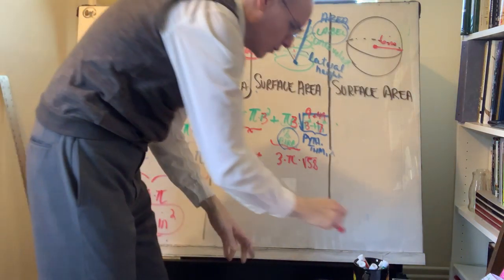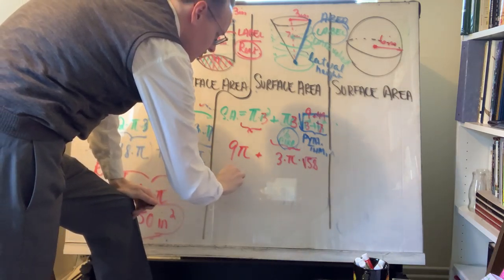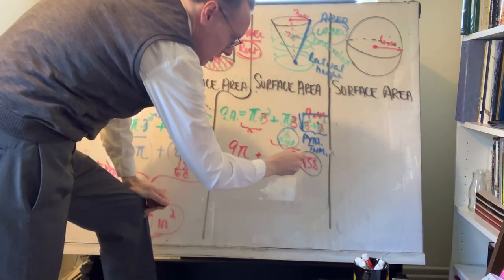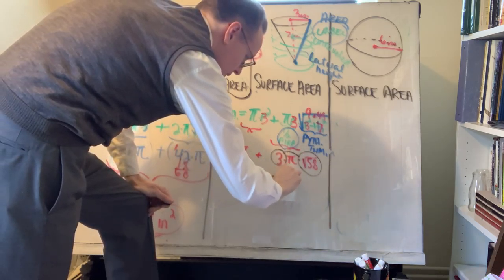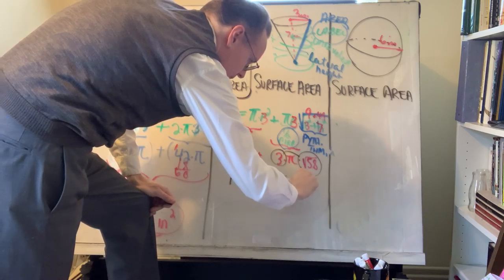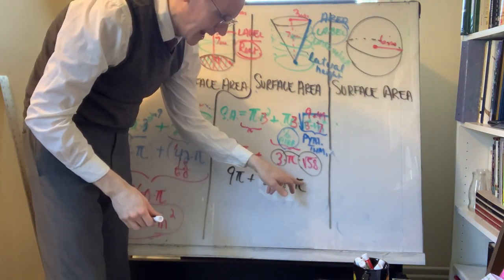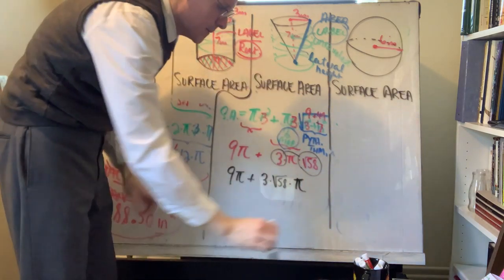I'm going to purposely arrange the pieces like this. This is still 9 pi. I'm going to take the coefficients essentially and put them in the front, so this will be 3 times the square root of 58 times pi on the end. The advantage to doing that, and legally speaking I can arrange the parts any way you want, the commutative property says so. All right.